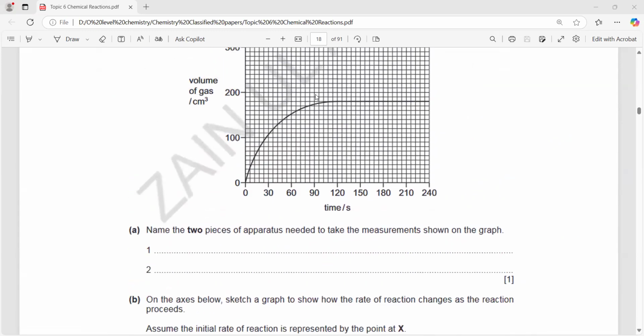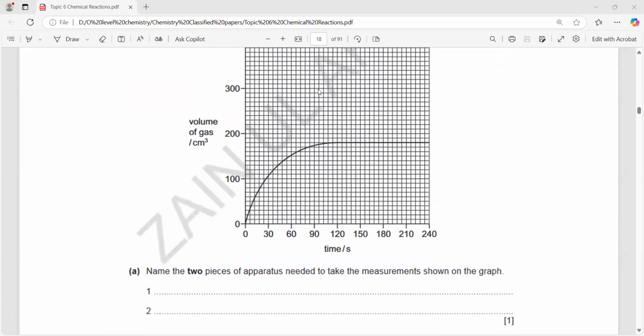Name two pieces of apparatus needed to take the measurements shown on the graph. On the graph, we are measuring the volume of a gas and we are measuring time. How to measure the volume of a gas? Gas syringe. Good. And how to measure time? Stopwatch.